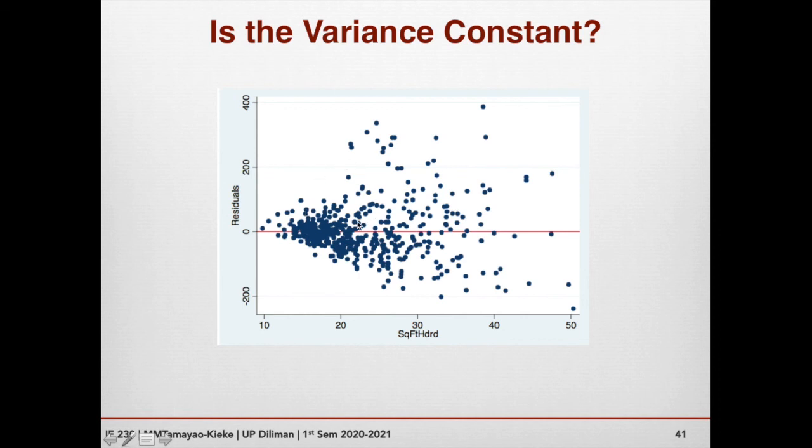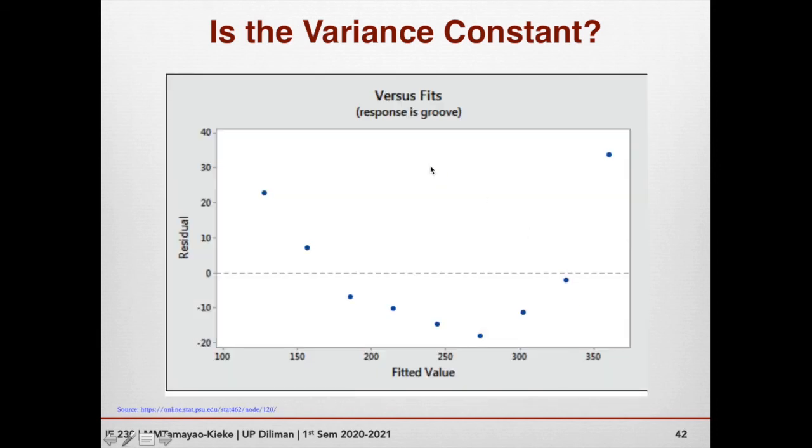So there is a perceivable pattern to your residuals, which indicates that your variance is not constant, that your variance actually increases with increasing fitted value. Okay, so one assumption is violated in that case. How about this one? Residual versus fitted value.